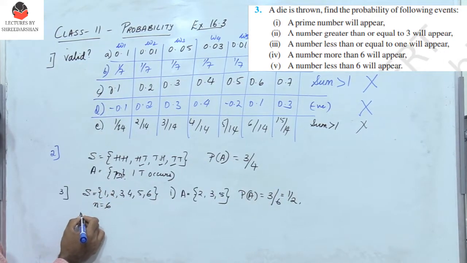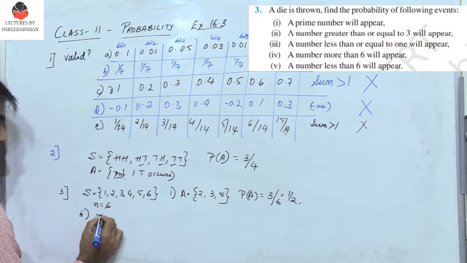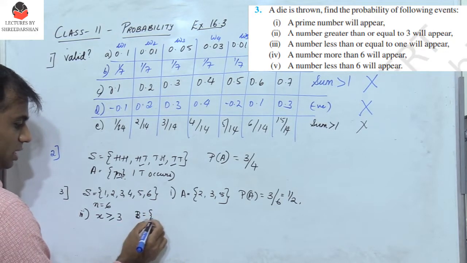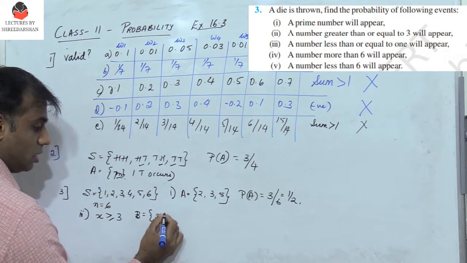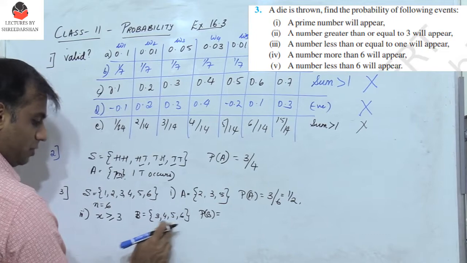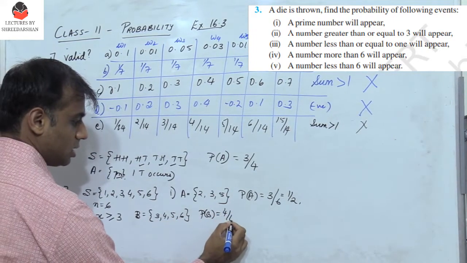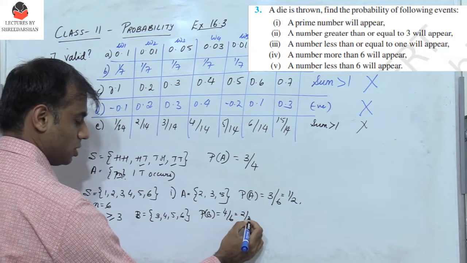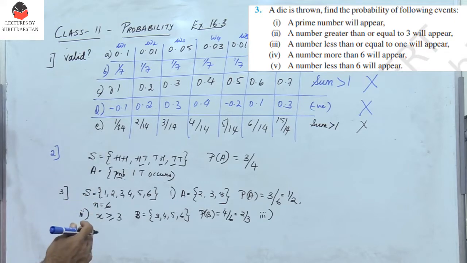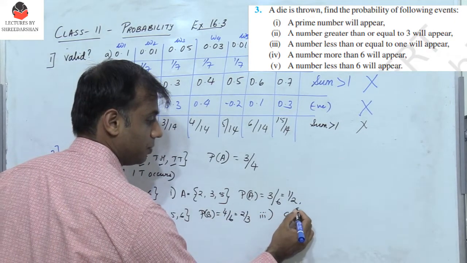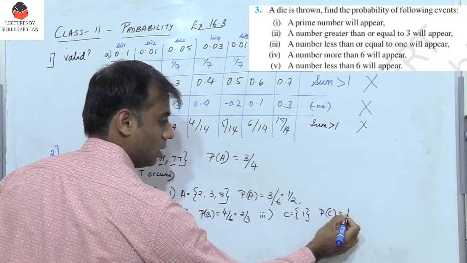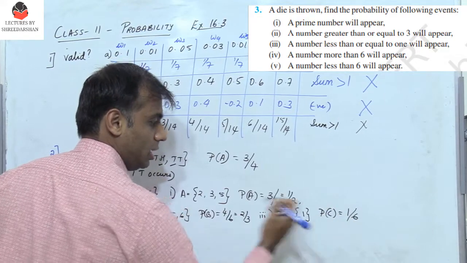Next, the second one: the probability of getting a number, let me call that number X, which is greater than or equal to 3. So the event B is X greater than or equal to 3. So I have 3, 4, 5, 6. The probability of B is the number of favorable outcomes, 4, by 6, where 6 is the total number of outcomes, so it is 2 by 3. Next, the third one: the probability that a number is less than or equal to 1. If I call that event C, less than or equal to 1 is only 1. So P of C is 1 divided by 6.